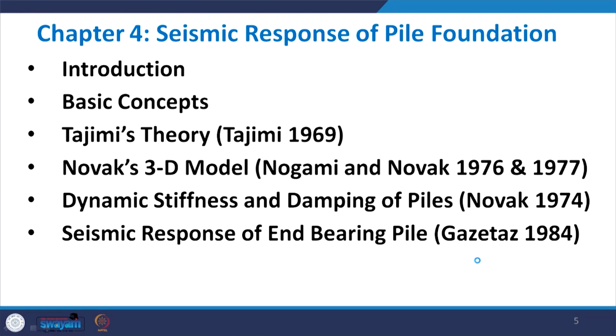Then we are going to talk about simple closed form solutions for seismic response of end bearing single piles, which was published by Gazetas in 1984. So, let us talk first about the introduction and then the basic concept, and after that we are going to talk about these 4 different theories in the 2 lectures.